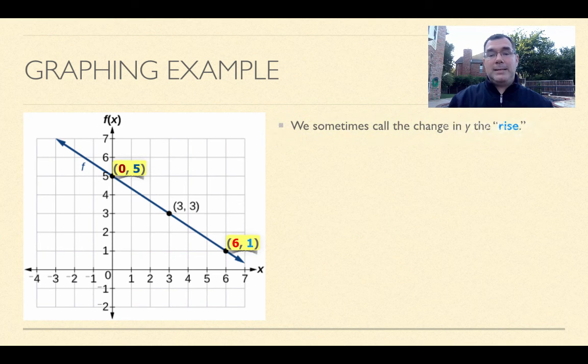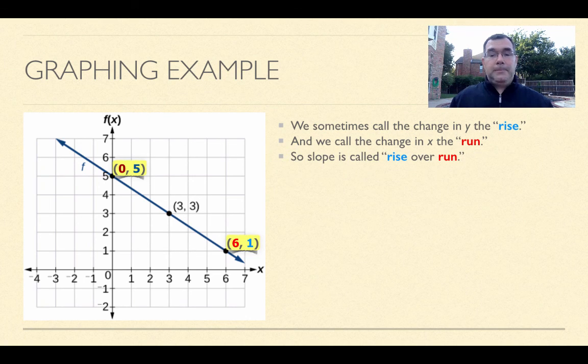So let's think about another way to talk about slope. We sometimes talk about the change in y. We call that the rise, because as you go from one y to another y, you are rising. You are either going up or you are going down. And we call the change in x the run, because as you go from one x to another x, you are either running left or you are running right. You're going across. So the slope is called rise over run. You'll hear that a lot. Rise over run is what we mean when we talk about the slope of a line.